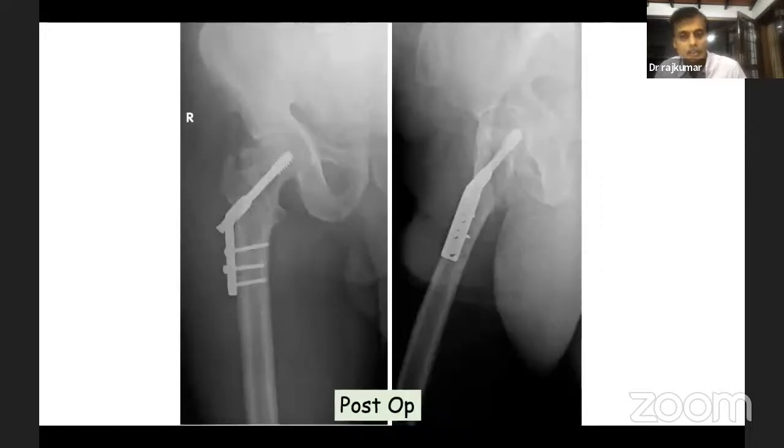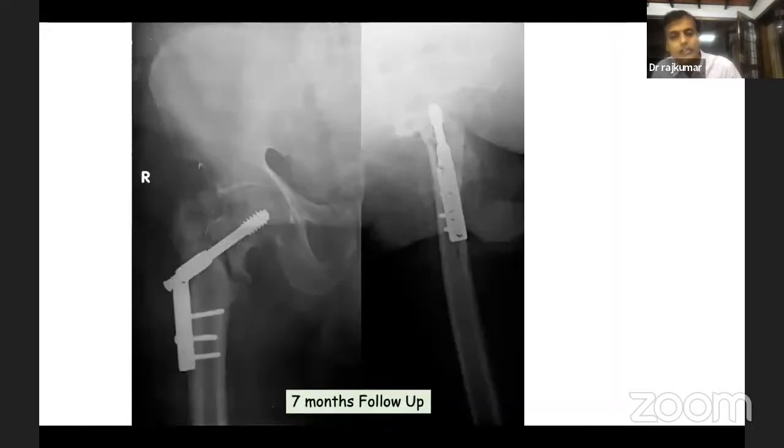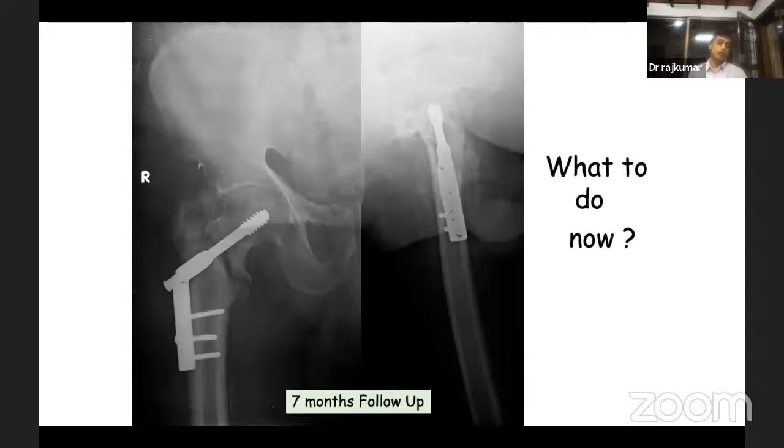But the surgeon has done a THR, the DHS with just three screws. So this is a wrong implant that has been used. Ideally, this case should have used an intramedullary device, but the DHS has failed. 2 months follow-up, 7 months follow-up. What to do now? From that previous learning point, here the DHS implant is also broken.